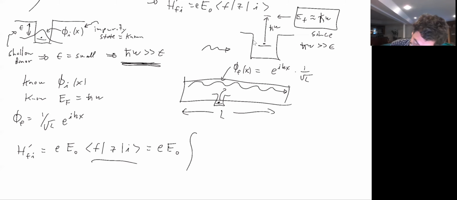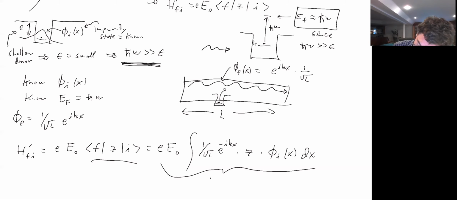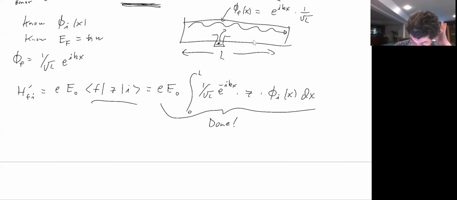On the left is the final state, the complex conjugate, e to the minus i kx. In the middle is that operator Z, and then on the right-hand side is the initial state, which is my impurity state, which I know because I looked it up in the book, and I have to do that integral. So I'm done with that, because it's just from 0 to L, the size of the box. Integrals are easy. Once you have a definite integral, you can plug it into the computer or whatever. So let's assume that that's done.